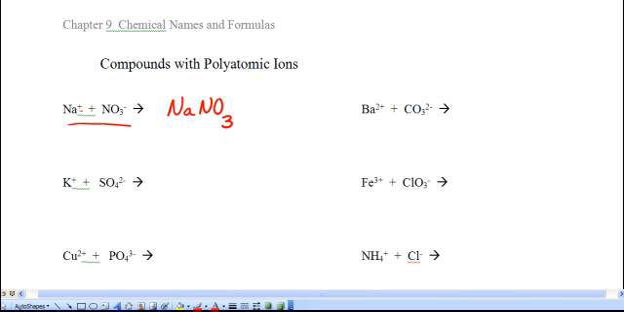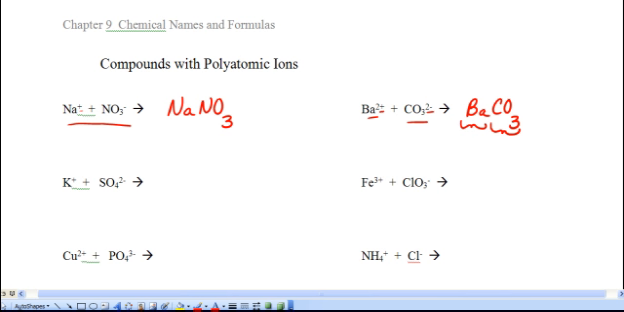In the case of barium 2+ combining with a carbonate ion, which is CO3 2-, you're going to crisscross the charges and reduce. Well, if you have a 2+ and a 2-, you only need one of each. So it's simply going to be BaCO3. One barium, one carbonate. So notice the CO3 is functioning as one unit. You think of it as one unit.